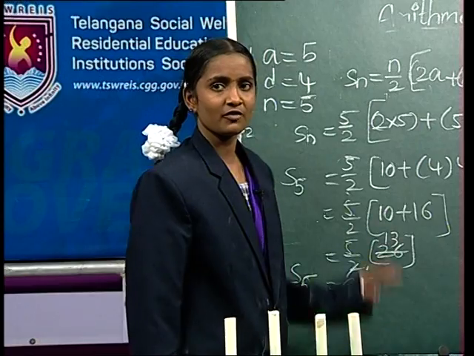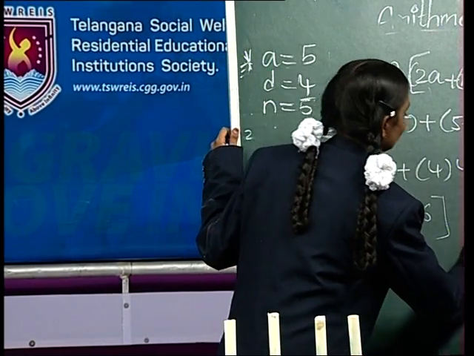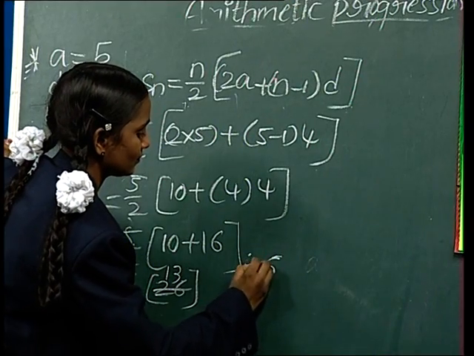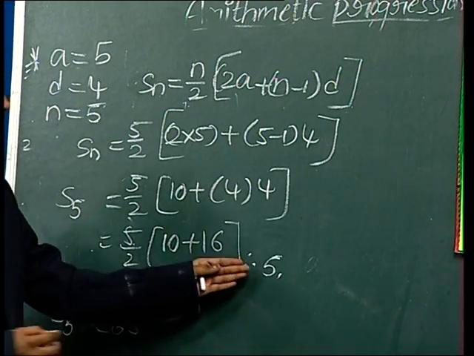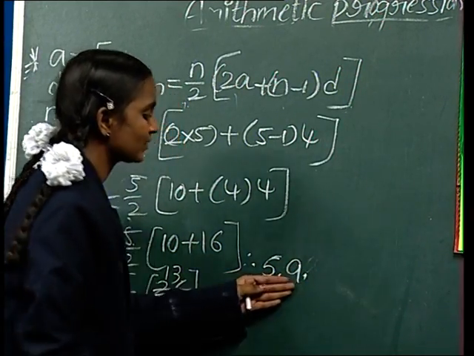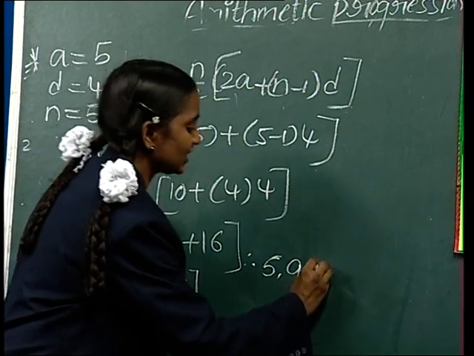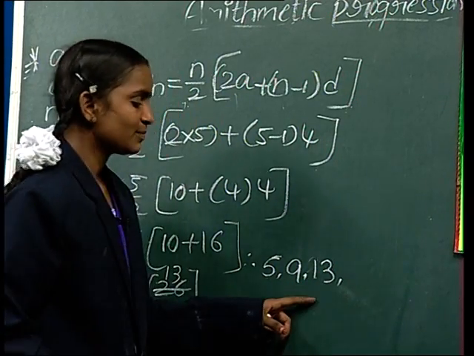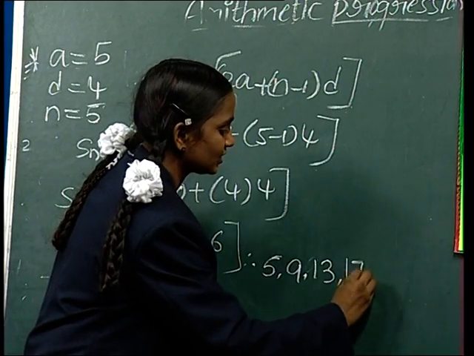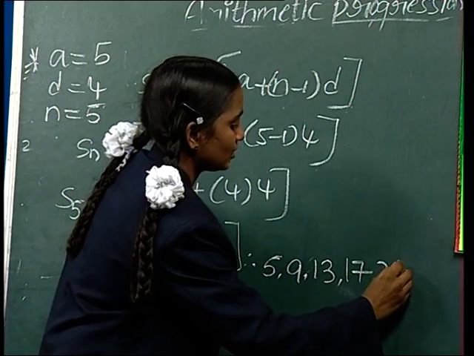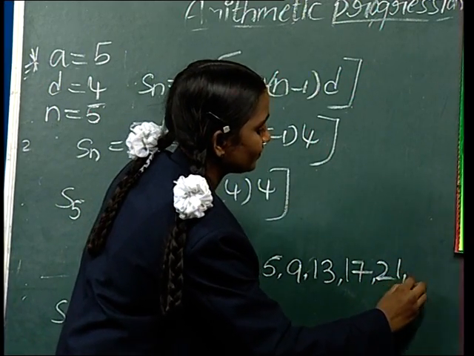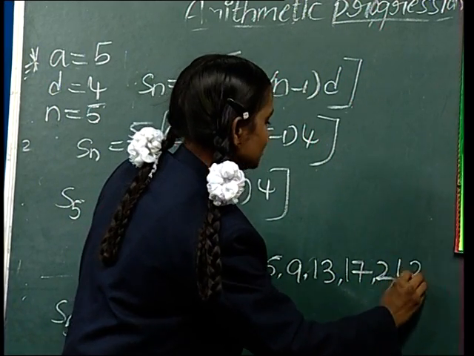Given the first term of an arithmetic progression is 5 and the common difference is 4, that means 5 plus 4 it becomes 9, 9 plus 4 it becomes 13, 13 plus 4 it becomes 17, 17 plus 4 it becomes 21, 21 plus 4 it becomes 25.